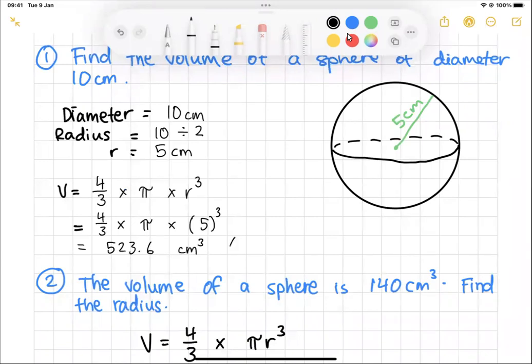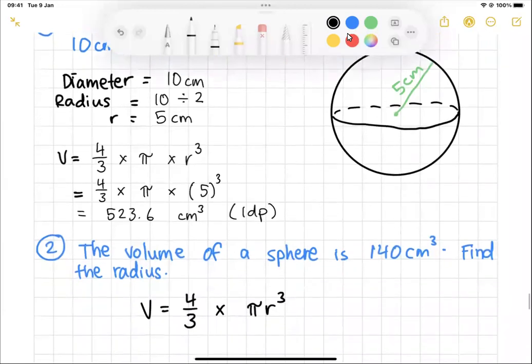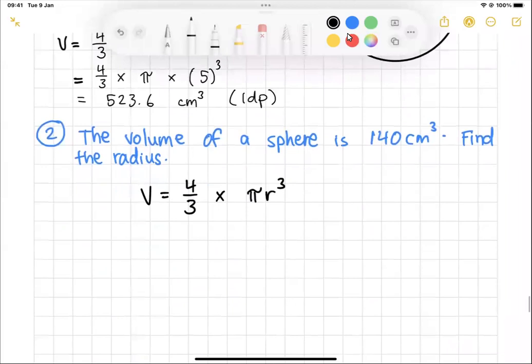It should be in centimeters cubed, meters cubed, kilometers cubed. I'm going to put in here that it's rounded off to 1 decimal place, because the question did not ask me whether to use 1, 2, or 3 decimal places. So that is my first question.